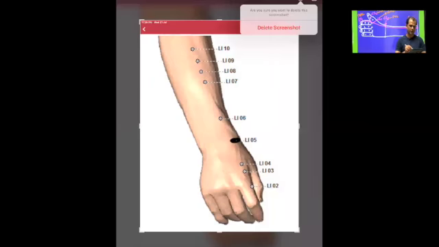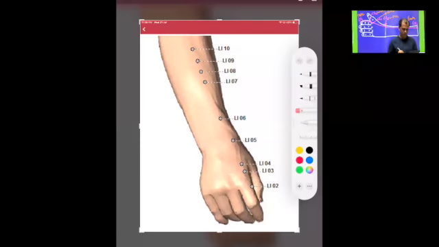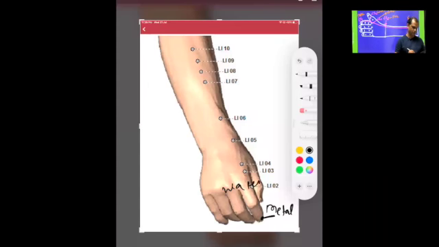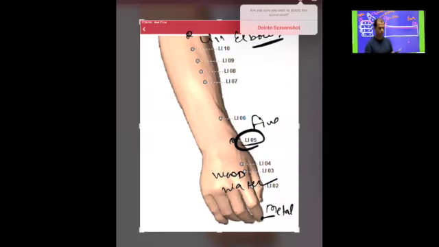And LI11 will be at the elbow joint, as I have already told you. So if we start the journey from the fingers, on the finger here will be the metal point, which is the first point of the large intestine meridian. Then the journey will start. The next point will be the water point. The next point will be the wood point. At the wrist, that will be the fire point, and LI11 will be at the elbow. In this way, these are the 5 very wonderful points of the LI meridian.